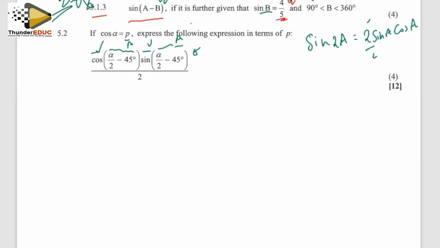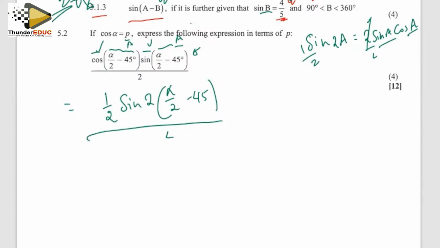So divide both sides by 2, eliminate that 2, which means that this sine a cos a is equivalent to a half sine of 2a, okay? So I'm replacing this with a half sine 2a, but my a is alpha over 2 minus 45. I'm dividing this by 2, so I'm going to end up with a quarter. This is the sine of, let me open this up. So alpha over 2 times 2, I'll be left with just alpha, and 2 times 45 is 90.